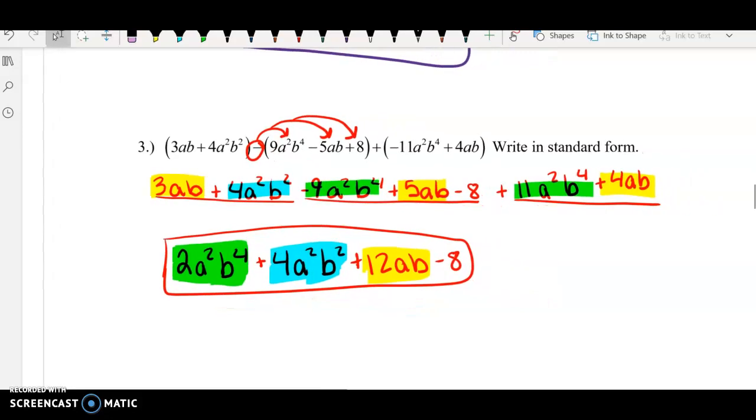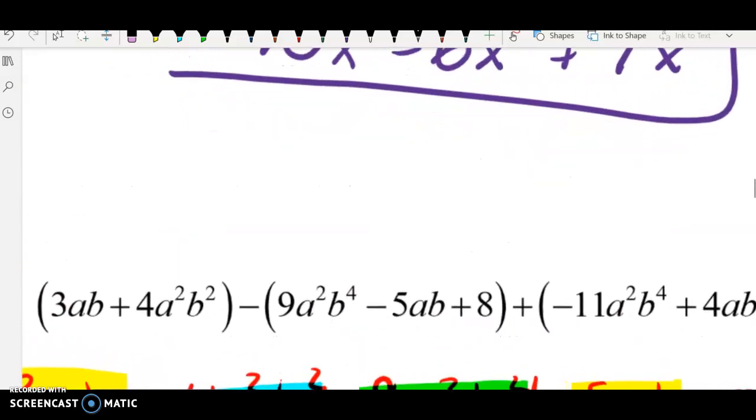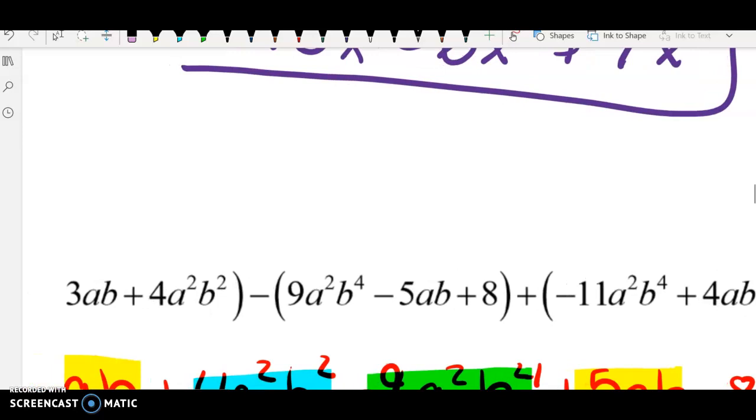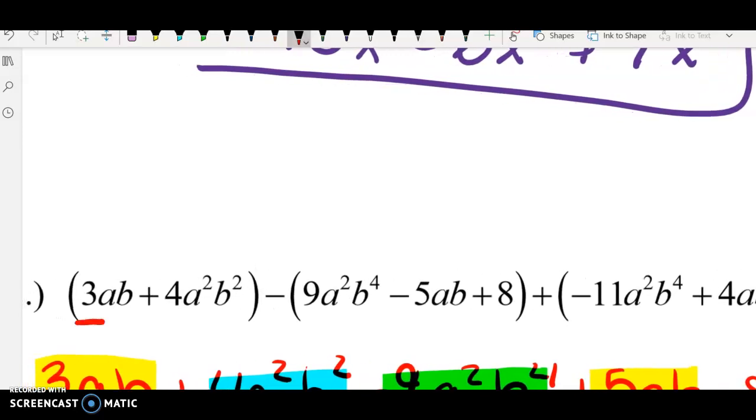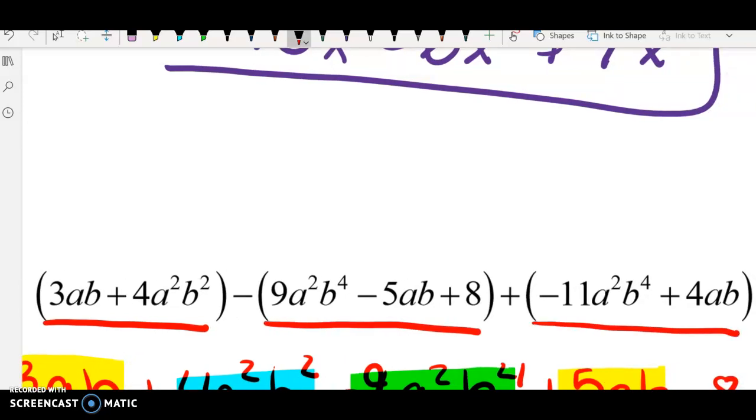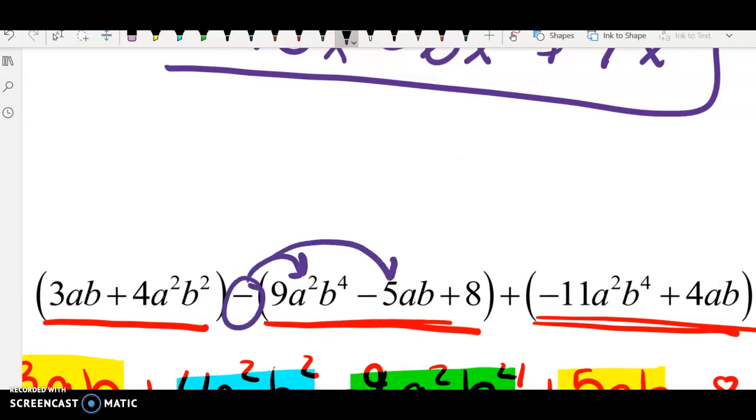The next one here, this one has a lot going on. So in this top one here, look at the problem. So far we have this binomial that has 2 terms, this trinomial, and then this binomial. Okay, 2 terms, 3 terms, 2 terms. There is a subtraction sign here, which means we have to distribute it to here and here. And then that's it. Once we do that, we can add everything.